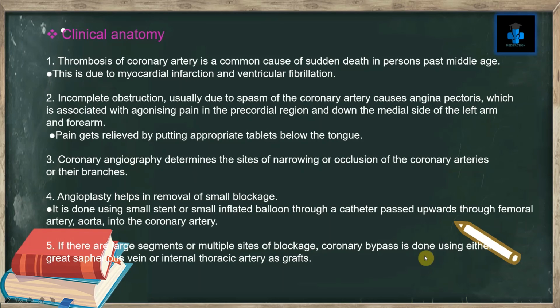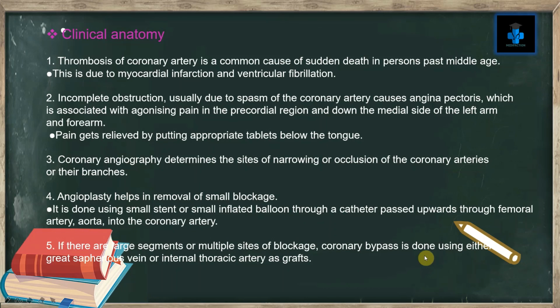Number 3, coronary angiography. It determines the sites of narrowing or occlusion of coronary arteries or their branches. Number 4, angioplasty helps in the removal of small blockage. It is done using a small stent or small inflated balloon through a catheter which is passed upwards through the femoral artery and aorta into the coronary artery at last.